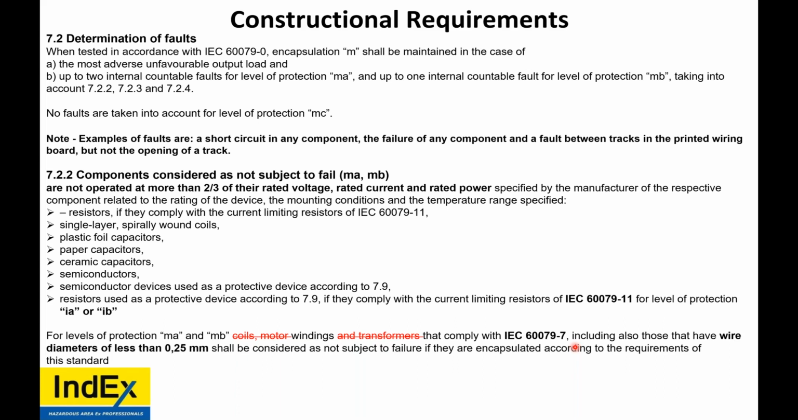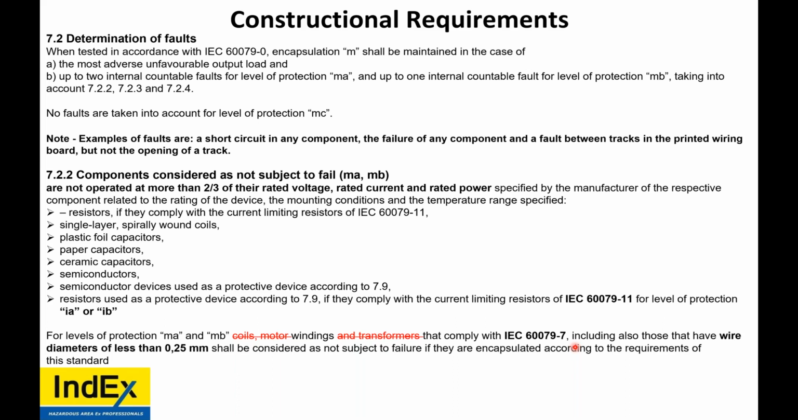Now, for protection levels MA and MB, they wiped out from the last edition of the standard coils, motors, and transformers. Now they just say windings. Shall comply with 60079-7, EXE. So you can have EXMA or MB motors, transformers, and coils, as long as they also comply with 60079-7 EXE, including that their wiring diameter is less than 0.25 millimeters.